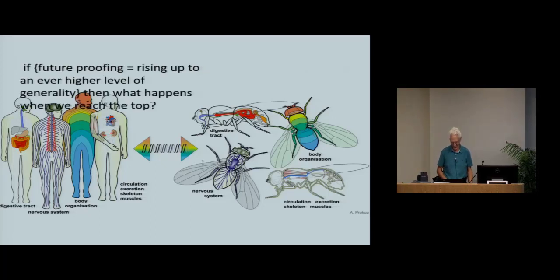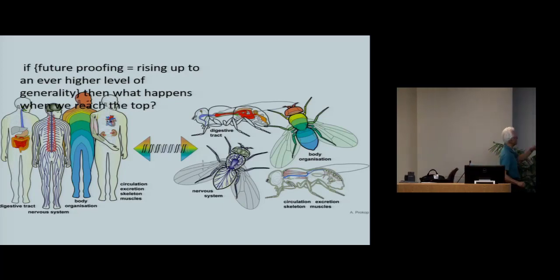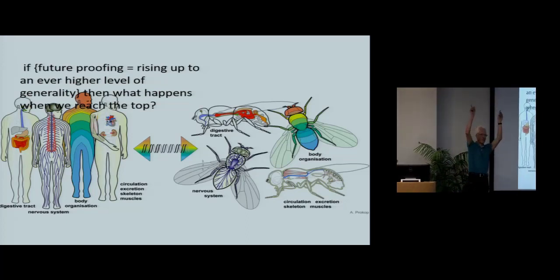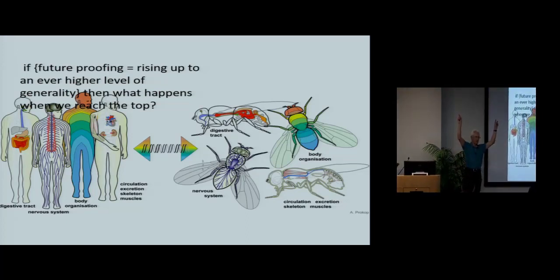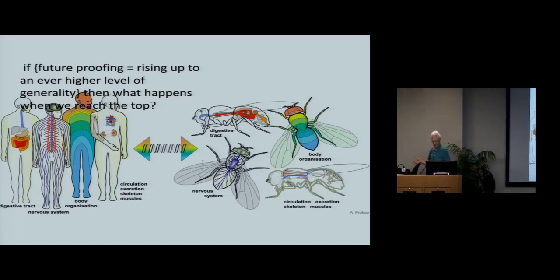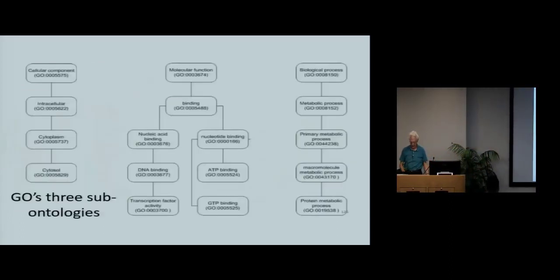All right. Now, the question is, and this is not a very clear slide, if future-proofing means rising up to an ever higher level of generality, what happens when you reach the very top? And the answer is BFO. That's what BFO is. It's the top-level ontology. And you can see it here.